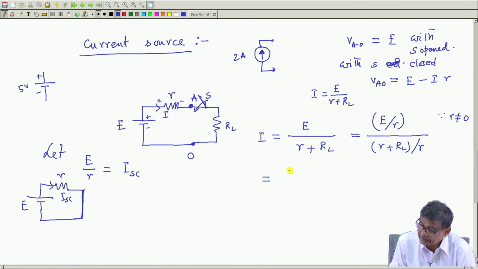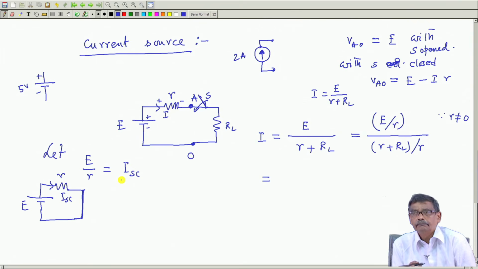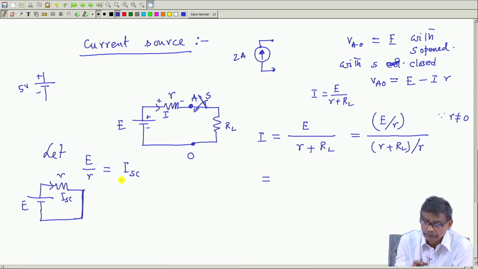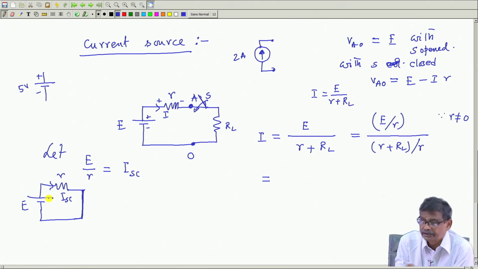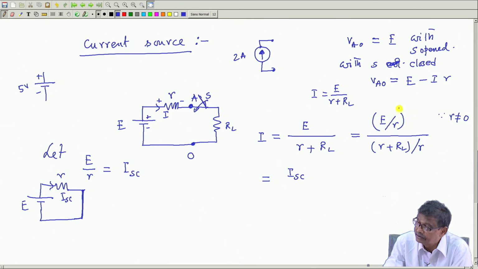So, this current is a fixed current and is decided by the battery parameters. No load is going to change this value. I am not short circuiting it, but I am telling if you short circuit the battery terminals, whatever current it will deliver, that current is ISC. So, this E by r is ISC, into r by r plus RL, this will be the thing.